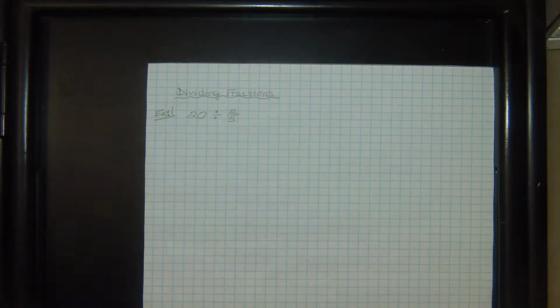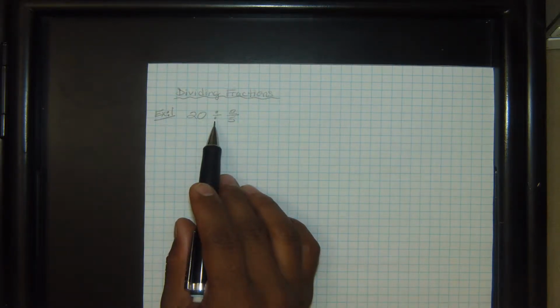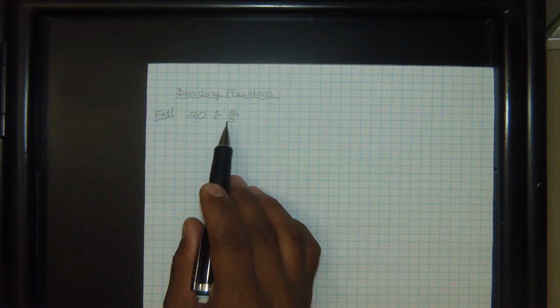Alright, so now we're gonna work on dividing fractions. The thing to remember about dividing fractions is that we change division to multiplication, and we always do the reciprocal of the second fraction. And reciprocal just means to flip.